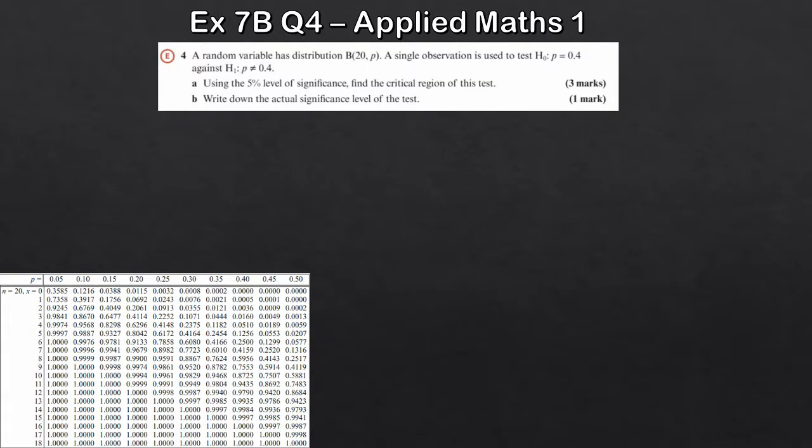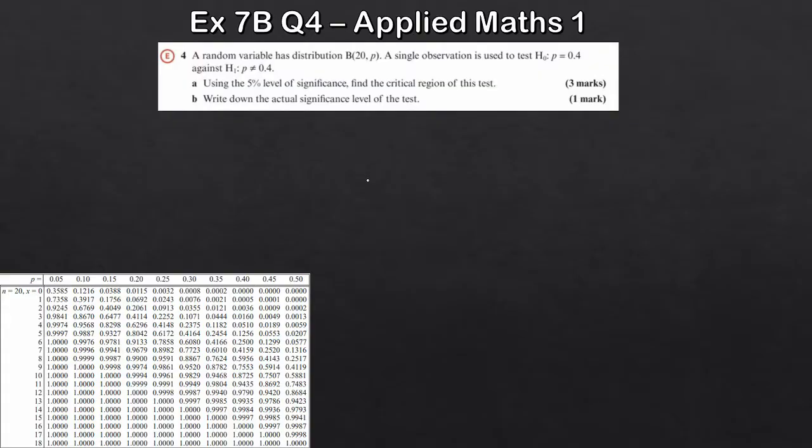So this first question here is a pretty standard exam type question, just finding the critical region of the test and then the actual significance level. For this question, I'd advise using your binomial tables. You can do it using trial and error with your calculator, but I think just getting on with it using the tables is a nicer way to do it.